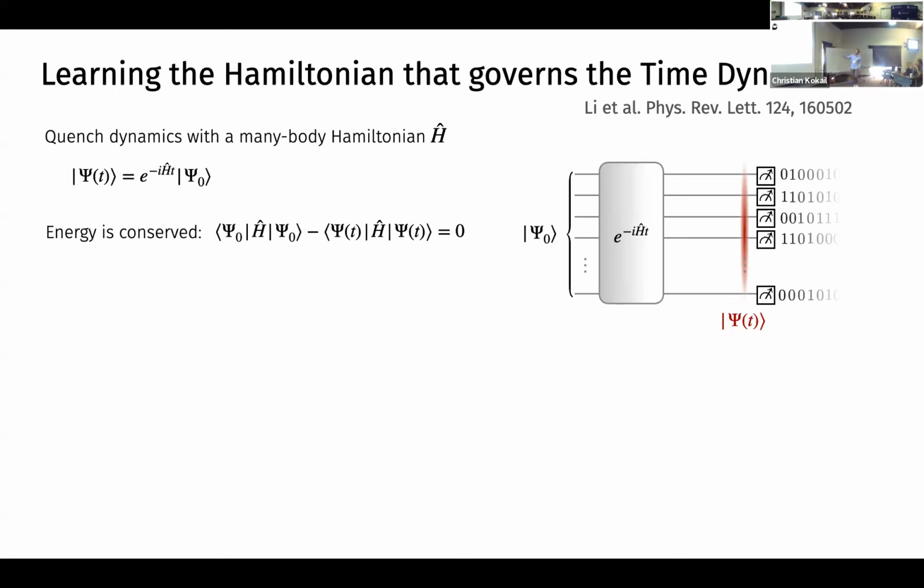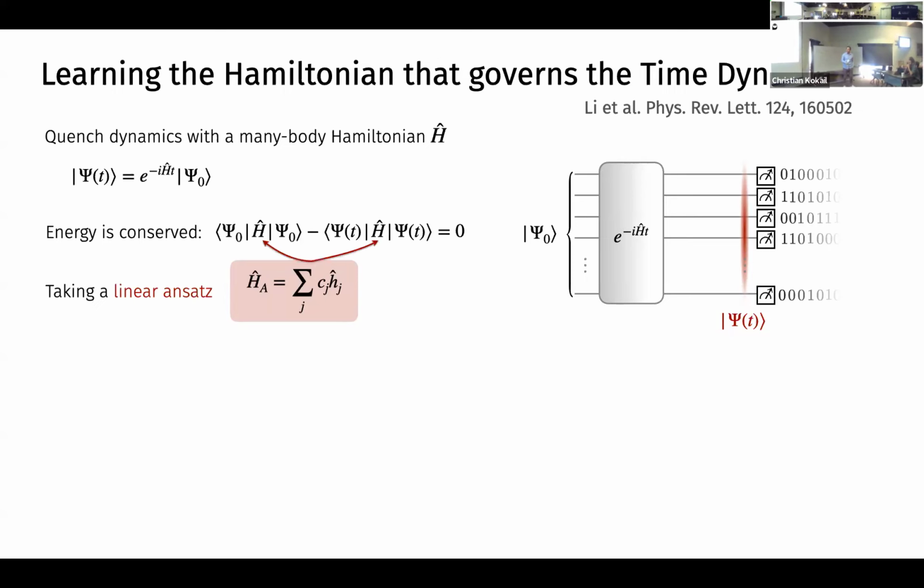In this paper from Lee et al., they proposed to do this by energy conservation. For the Hamiltonian, as the time evolution acts on the state, energy is conserved, obviously. The expectation value in the initial state must be the same as the expectation value at time t, since H commutes with this thing here. And they propose to use this condition for Hamiltonian learning.